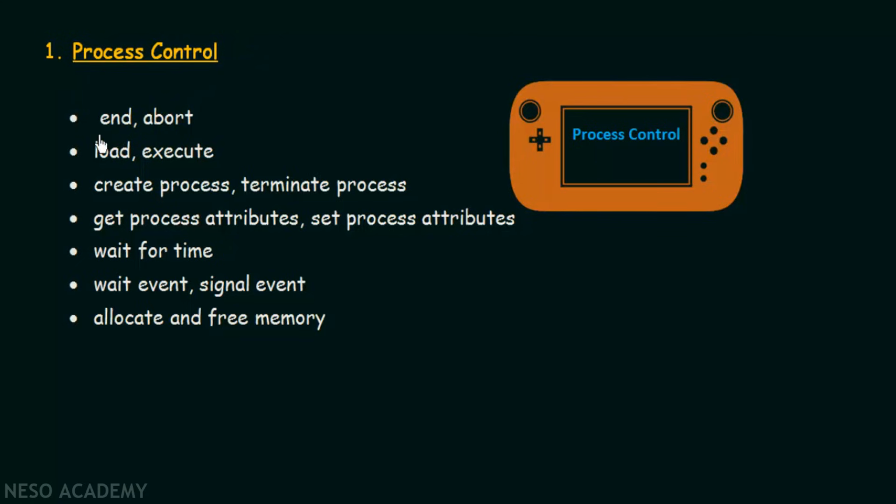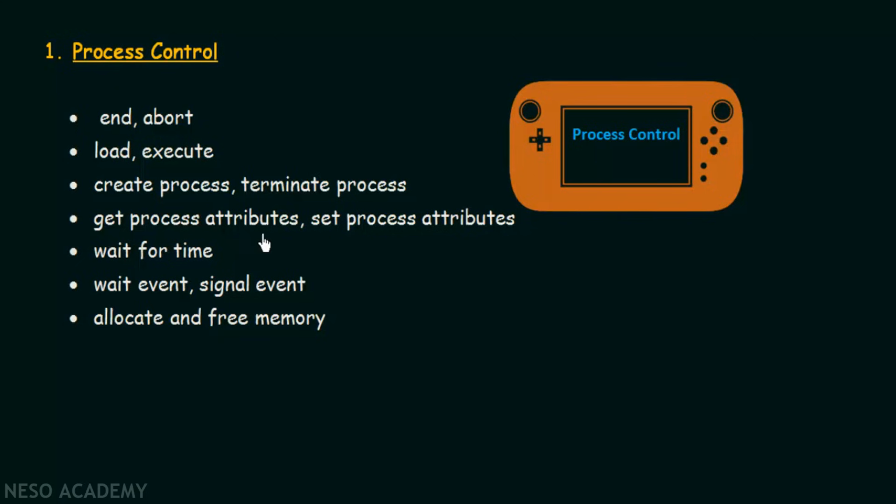So here are some examples. We have end or abort. By end, we mean ending the process in a normal way when it completes its execution, and by abort, we mean halting that process when it encounters an error. Then we have load and execute. By load, we mean to load a process, and execute means to execute a process. Then we have create process and terminate process. For creating or terminating a process, we need system calls, and they all fall under this category of process control system calls.